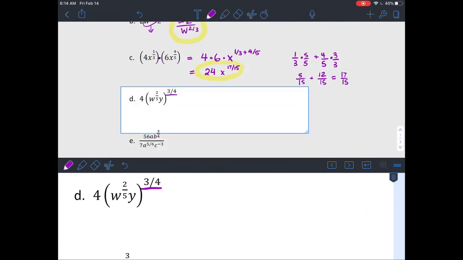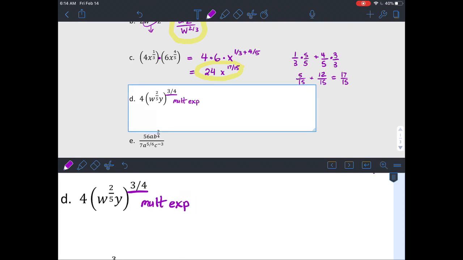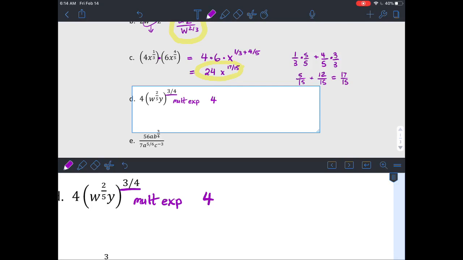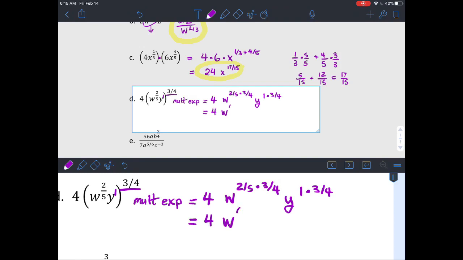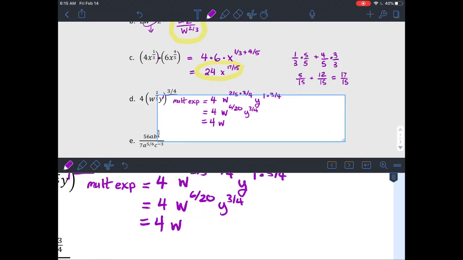On this one, you have things inside the parentheses that are being raised to a power. So you have a monomial inside there being raised to the 3/4. So you'll multiply your exponents together this time. So you'll have to take your 2/5 times 3/4 for your w. Don't forget that y is to the first, so you'll have 1 times 3/4. The 4 on the outside is just kind of chilling there. So you multiply your exponents together, simplify, and you'd end up with 4w to the 3/10, y to the 3/4.